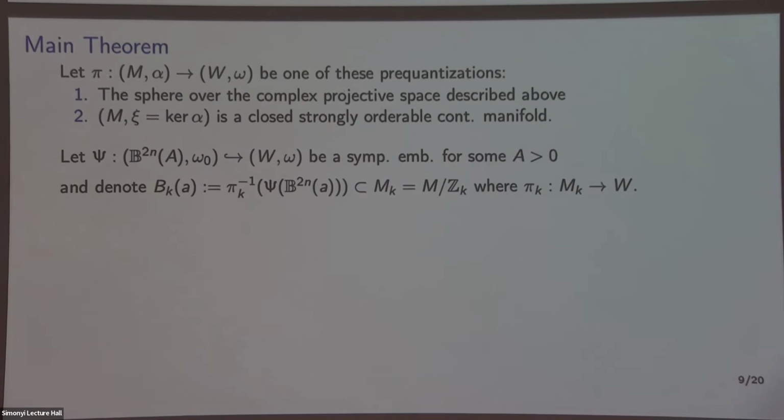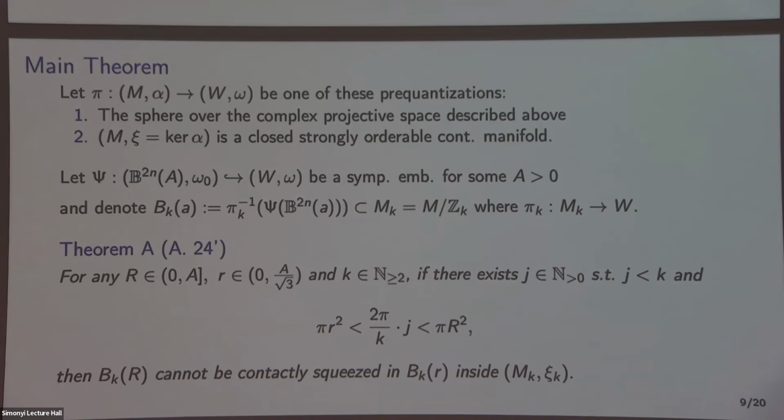BK little a. And the theorem is the following. If you take two radii, big R and little r, and if there exists a multiple of 2 pi over k between pi little r square and pi big R square, then you know that the contact ball of radius big R cannot be contactly squeezed in the contact ball of radius little r inside the ambient contact manifold MK psi k.